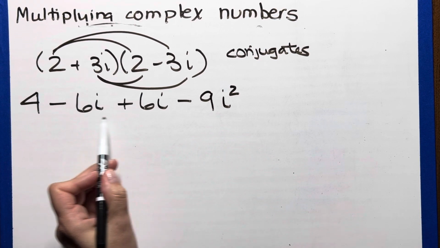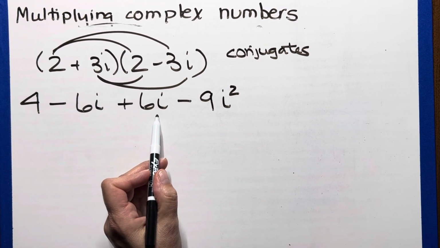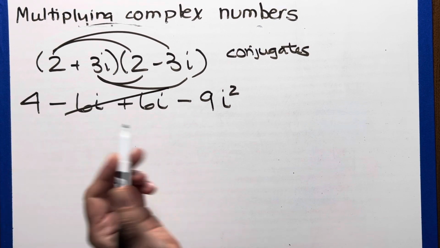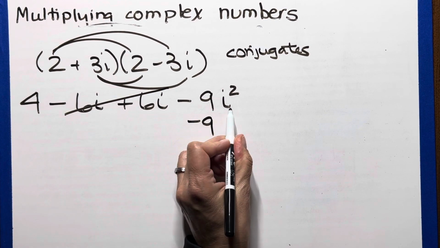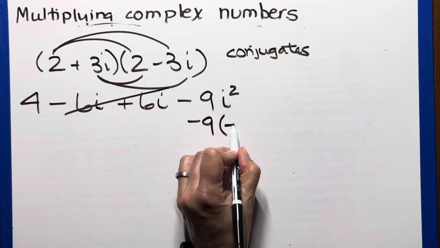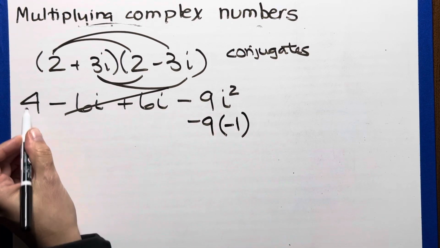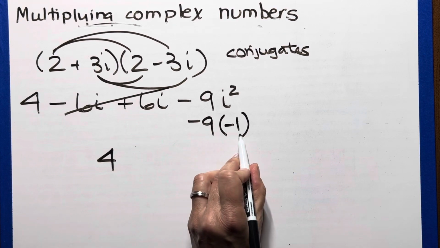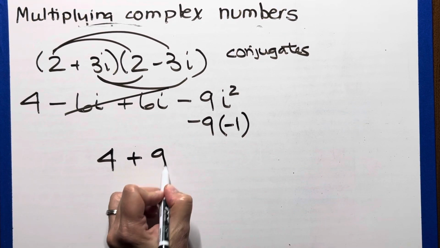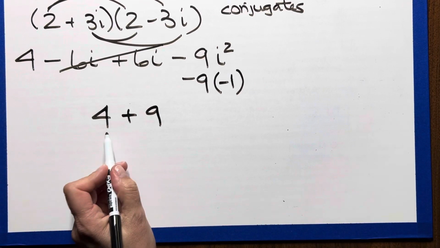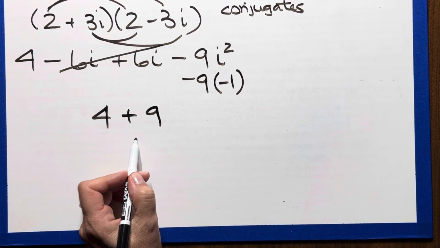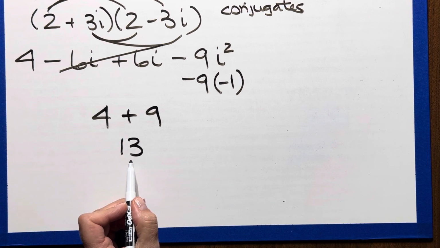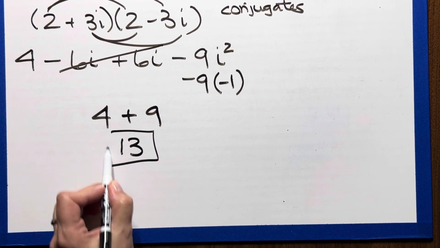So the first thing I'm noticing is I have opposites for these middle terms, so that cancels out. Over here, I'm going to substitute in for i squared a -1. So I have 4 from the beginning. -9 times -1 is plus 9. So all my imaginary numbers are gone, and all I have left is a whole real number, 13.